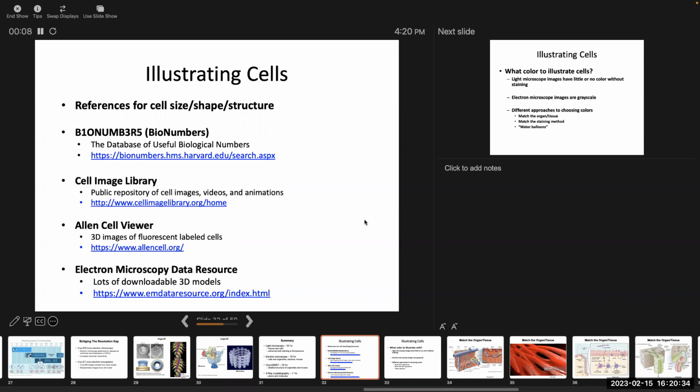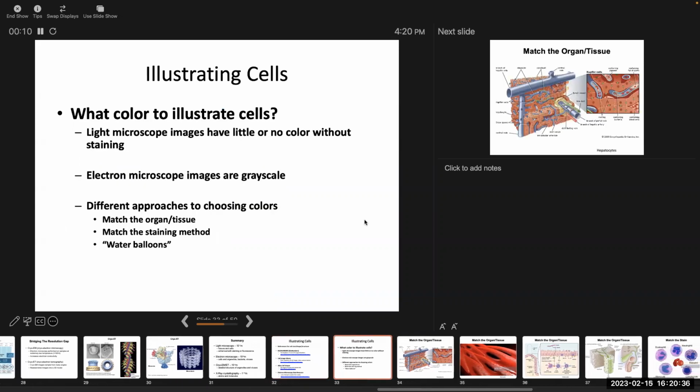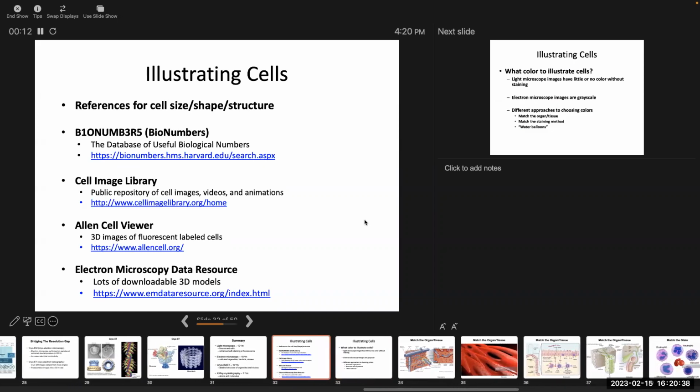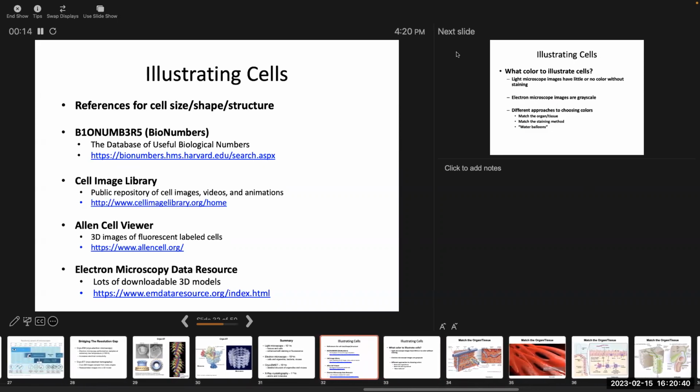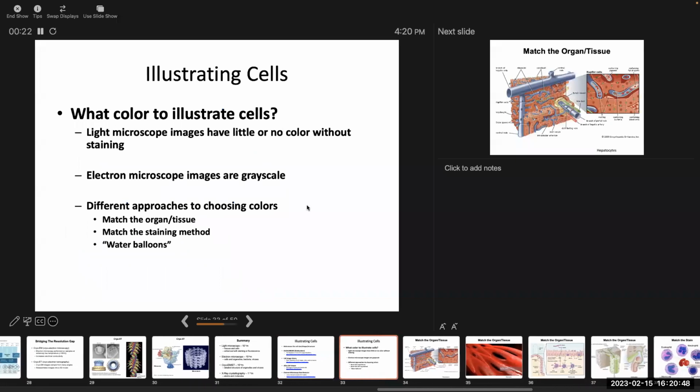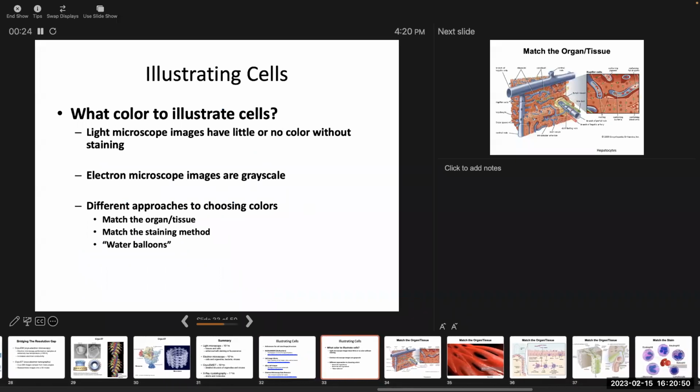So I just went through these resources, and these resources will help you illustrate molecular structures. You may be able to use some of these to get a sense for the overall three-dimensional structure of a cell. But another important question when illustrating cellular structures is what color to make things. And that might not seem like that important of a question, but when you stop and think about it, it's actually not necessarily a simple question to answer.